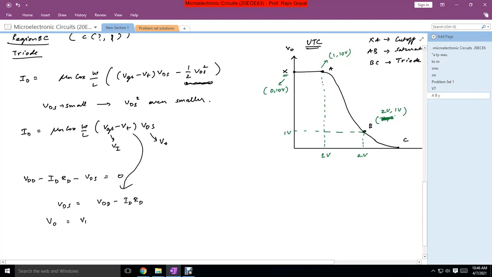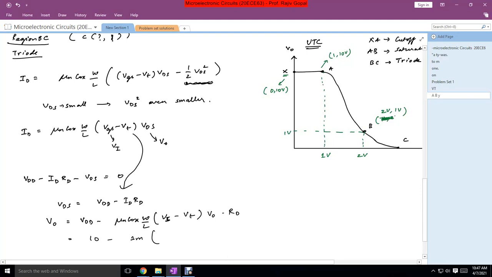as VDD minus mu1 COX W by L, VGS, I'll write it as VI minus VT, into V naught into RD. Okay, again substitute all the values here. VDD is 10 volts minus mu1 COX is 1 milli into now VI.